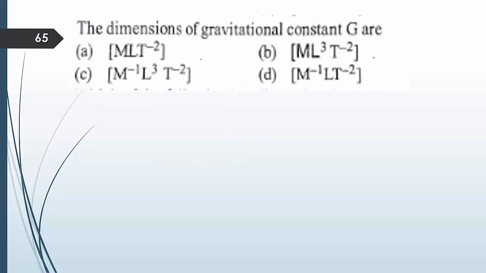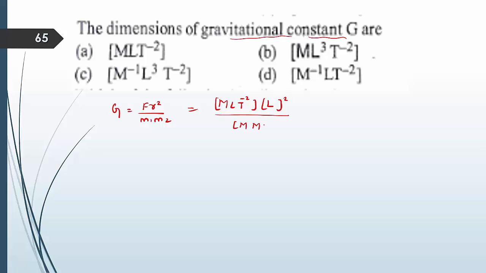Question number 65. The dimensions of a gravitational constant G. You have studied in the theory classes about the dimensions of the gravitational constant, or you can remember the equation. Gravitational constant is given by Fr square divided by m1 m2. Easily now you can substitute their dimensions. Force is MLT^-2. Radius is equal to length, so we can write L square divided by mass m and m.